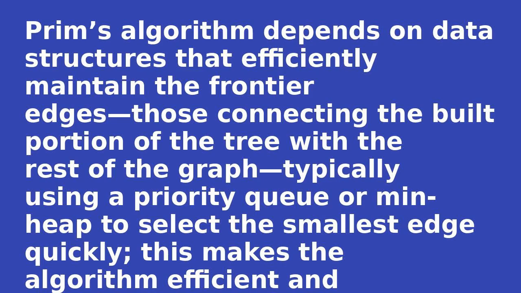Prim's algorithm depends on data structures that efficiently maintain the frontier edges, those connecting the built portion of the tree with the rest of the graph, typically using a priority queue or min heap to select the smallest edge quickly. This makes the algorithm efficient and scalable.